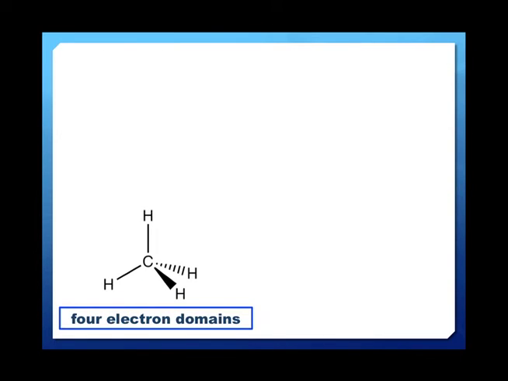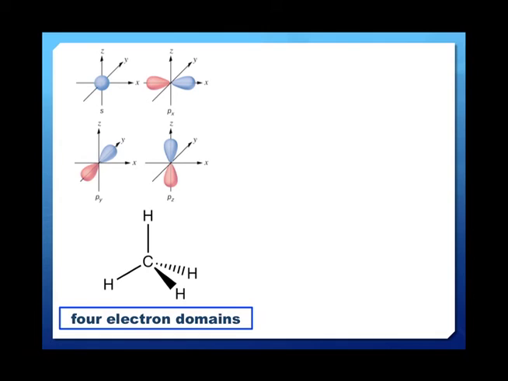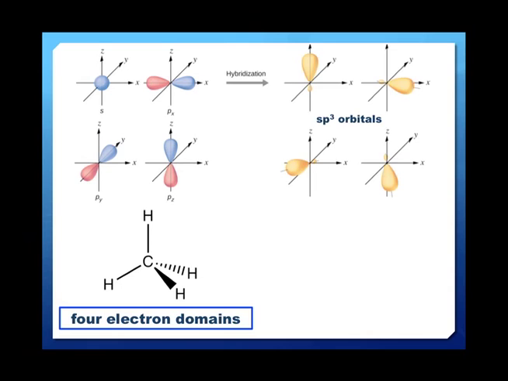With 4 electron domains, like the 4 bonds around carbon in a molecule of methane, we will need to combine 4 atomic orbitals, so that will be the s and all 3 p orbitals to get 4 identical sp3 hybrid orbitals. These will adopt the tetrahedral arrangement found in a molecule like methane.